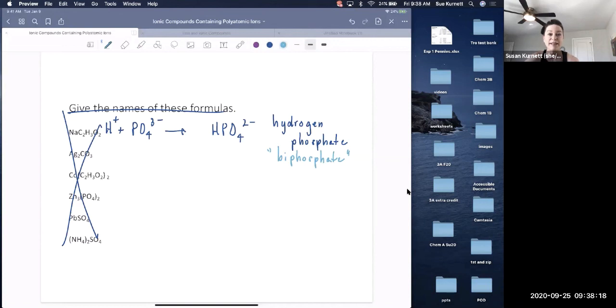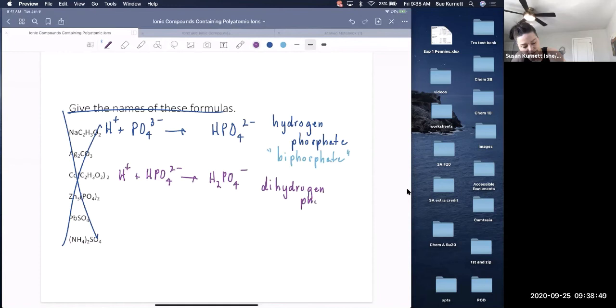But wait, we can do that again, because -2, we could add a second hydrogen to it. So now I'm going to take hydrogen ion plus hydrogen phosphate. And when I combine them, I now have two hydrogens, one phosphorus and four oxygens, and the charge goes up by one. This is called dihydrogen phosphate, and it is the only name for that one. It's not like bye-bye phosphate or anything like that.